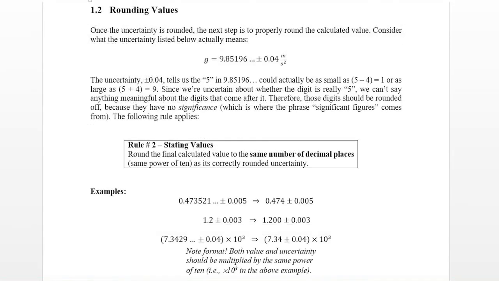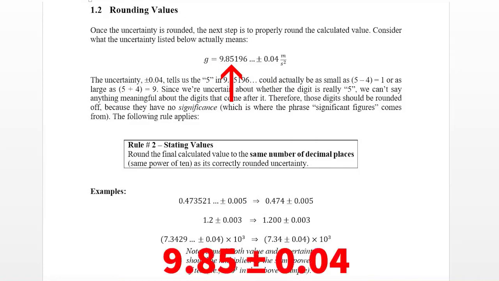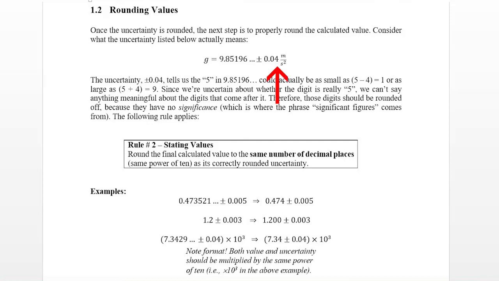Next, we talk about how to round off the values to agree with their uncertainties. The way that we round off the value is that we round it to have the same number of decimal places as the uncertainty has. So in this example, the uncertainty has been rounded to 0.04. That's 2 decimal places. That means that the value has to also be rounded off to 2 decimal places. So we would round this to 9.85 plus or minus 0.04. And the reason why is that the 4 in this example marks the digit that we're uncertain about. So if we're already uncertain about the 5 in 9.85, there's no point in writing any digits that come after it, and that's why we round it off.